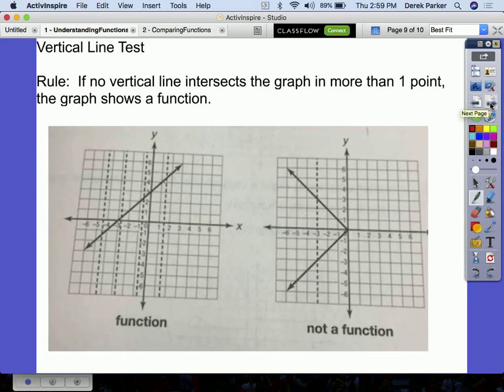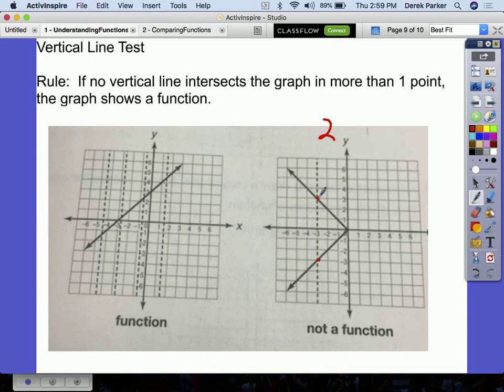Vertical line test. If no vertical line intersects the graph in more than one point, the graph shows a function. The graph to the left, that is a function. I can draw a vertical line and it only hits one spot on that graph line. Graph number 2, this is not a function because it hits the graph here and here. That would be considered not a function using the vertical line test.